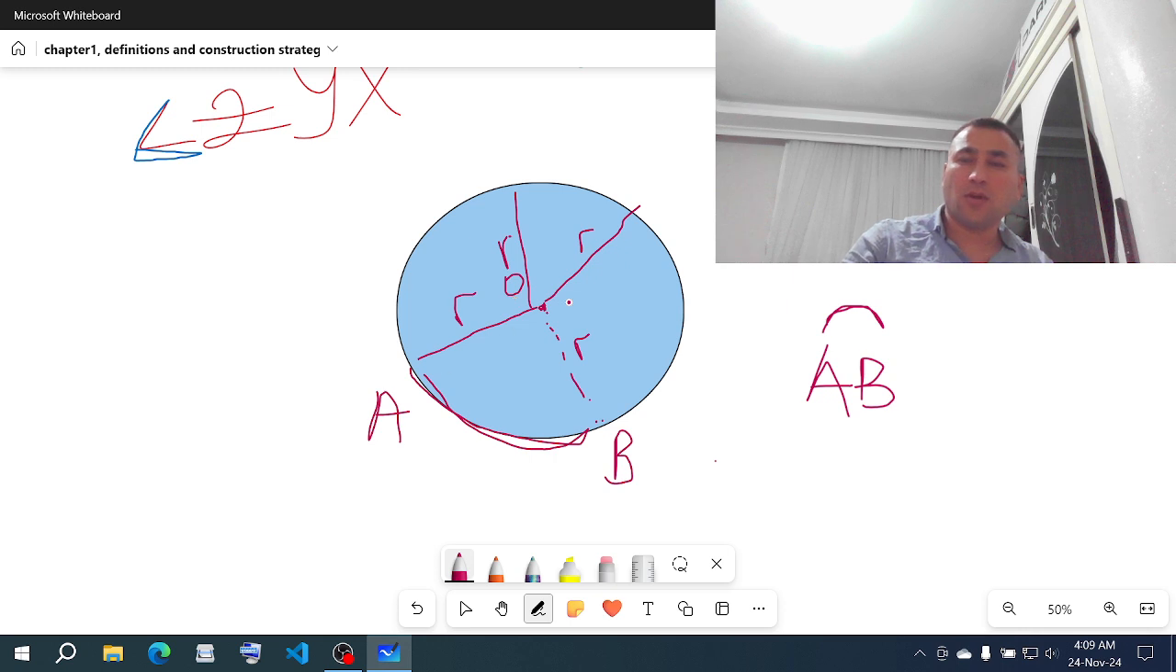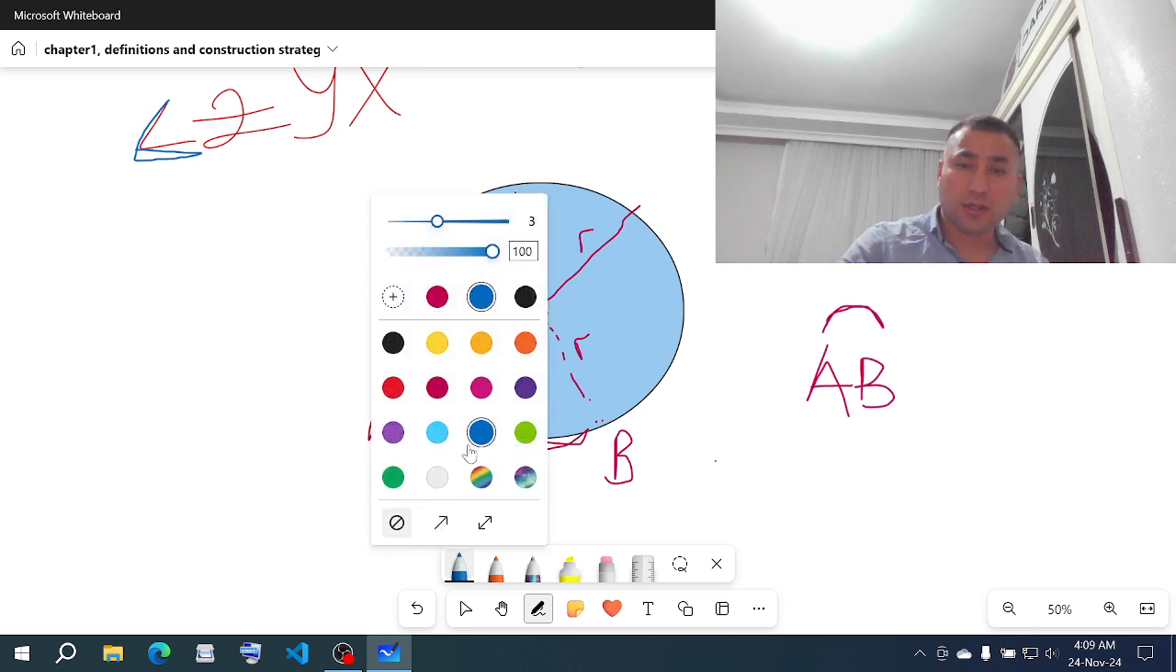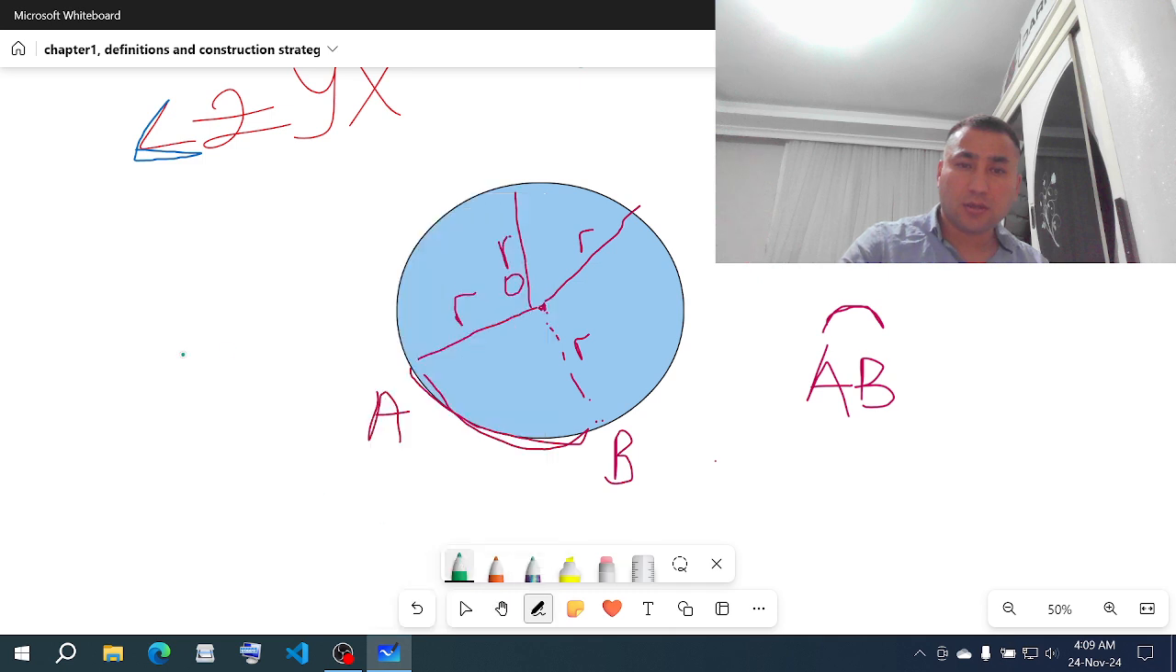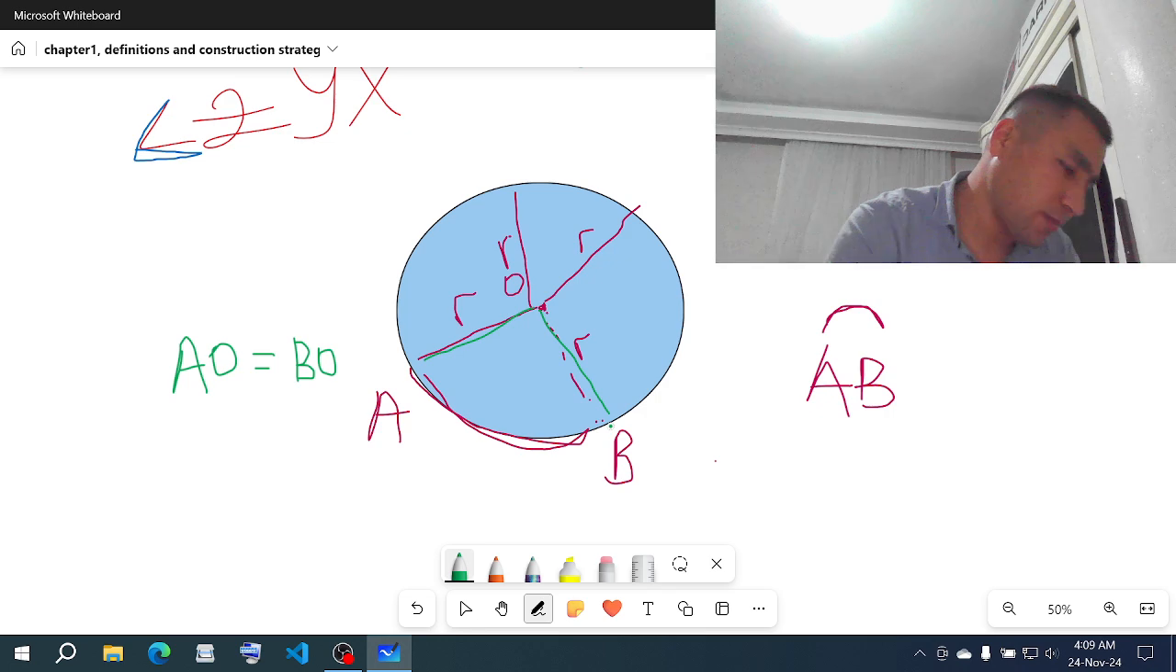And we have AO, that's a radius. So let me write that here. AO is a radius, that's equal to BO. Okay, you see AO is this and BO is this, a radius.